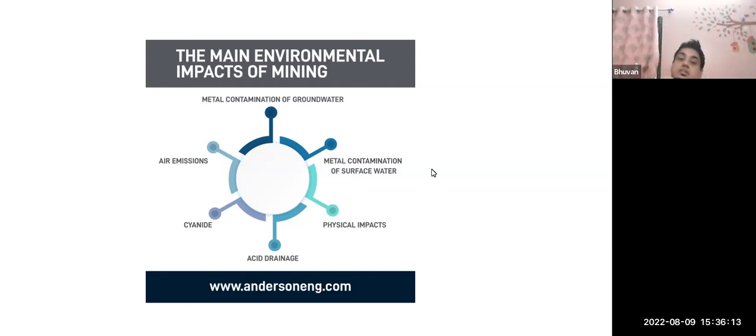Along with that, we have acid drainage. There are a large number of sulfide compounds associated with or found in the mines, and during the mining process, these sulfide-containing compounds get dissolved in the rainwater, and sulfuric acid is basically generated. Along with that, cyanide is also used. Cyanide is used in the extractive processes of various metals, and sometimes during episodes of rainfall, it gets dissolved in the rainwater and also pollutes the surface water and the groundwater.